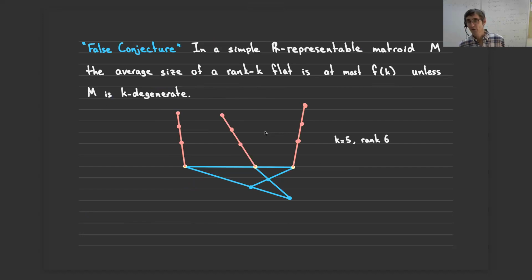A very natural thing to conjecture is that k-degeneracy is exactly the problem, because that's what we saw in rank 2 and 3. So for lines and planes, we saw that notion of degeneracy really being the issue. But this isn't the case. So the natural thing to believe is that if I take a rank k matroid, the average size of a rank k flat is going to be bounded above by some constant depending only on k, unless the matroid's k-degenerate.